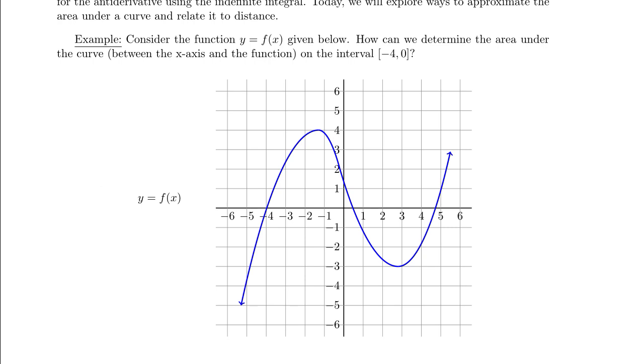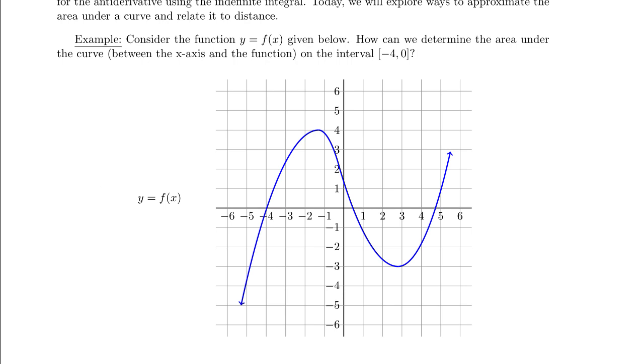When we say under the curve in this class, what we really mean is the area between the x-axis and the function. Sometimes that might be below the x-axis, sometimes it might be above, depending on where the function is. But when we say the area under the curve, we just mean the area between the x-axis and the function. In this example, imagine we're trying to compute the area under the curve on the interval -4 to 0. So let's draw in what that area would look like.